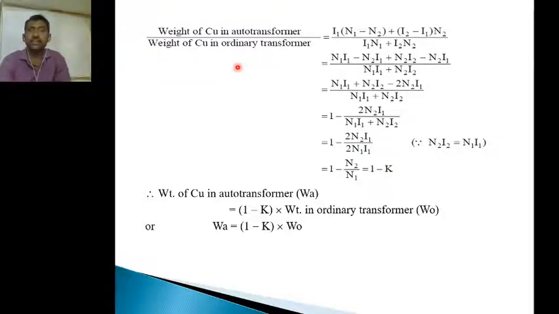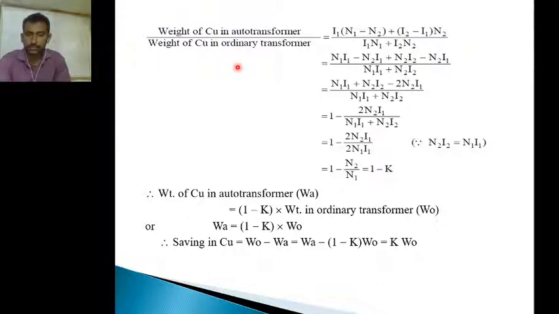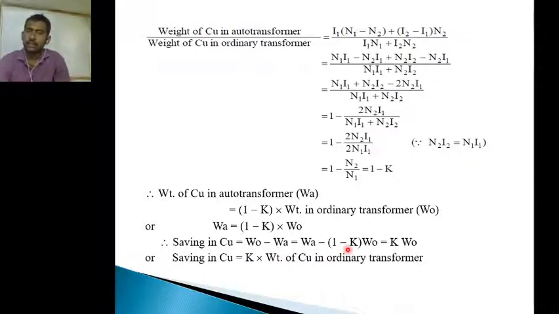The saving in copper is what we can subtract from the ordinary transformer. Then W0 minus WA equals W0 minus (1 minus K) W0, which equals K times W0. So in the case of the auto transformer, we can save K times the copper required for the ordinary transformer.